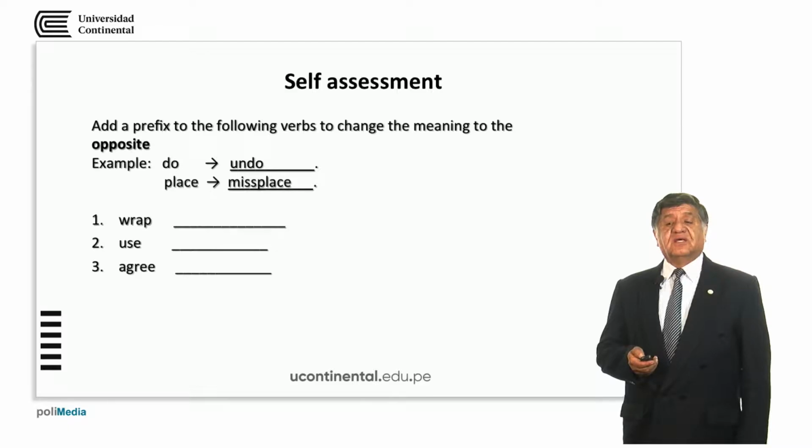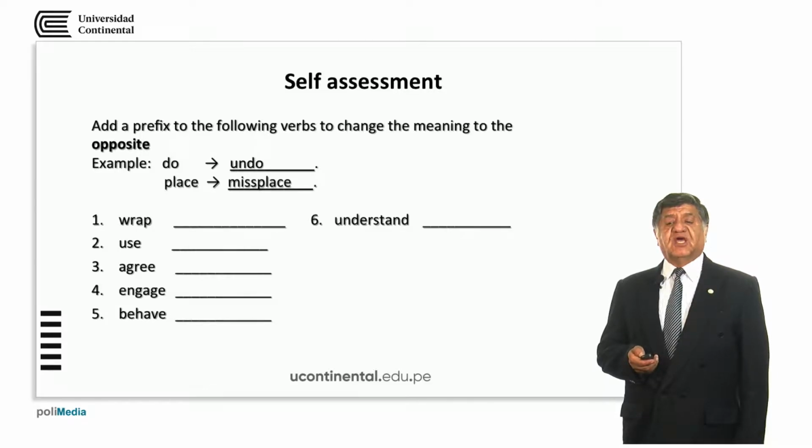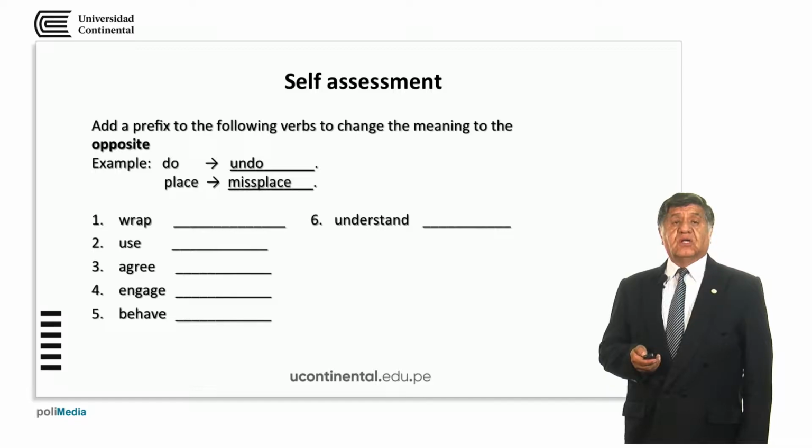Agree: get in concordance with somebody or with something, or with an idea or with a person or people. Engage: to get involved with something or somebody. Behave and understand. Behave is use manners, be moral, ethical, whatever. Understand is to get the meaning of something.